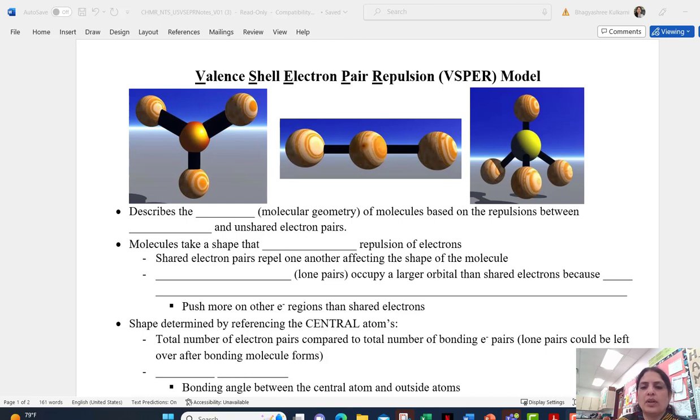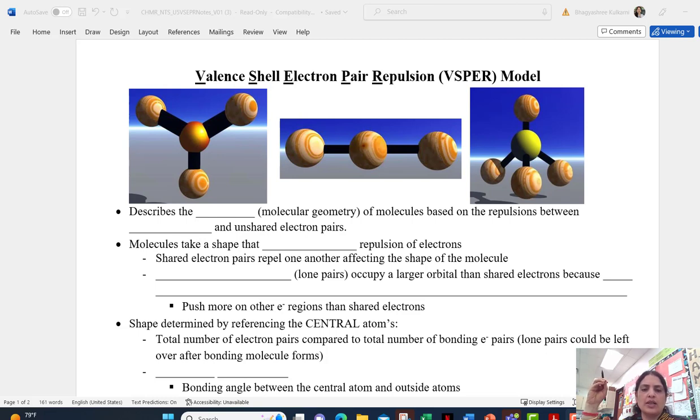Hello everyone. We are going to review molecular geometry today, and molecular geometry is determined by the VSEPR model. VSEPR stands for valence shell electron pair repulsion model. It is based on how the electrons repel each other, which determines the geometry or the shape of the molecules.